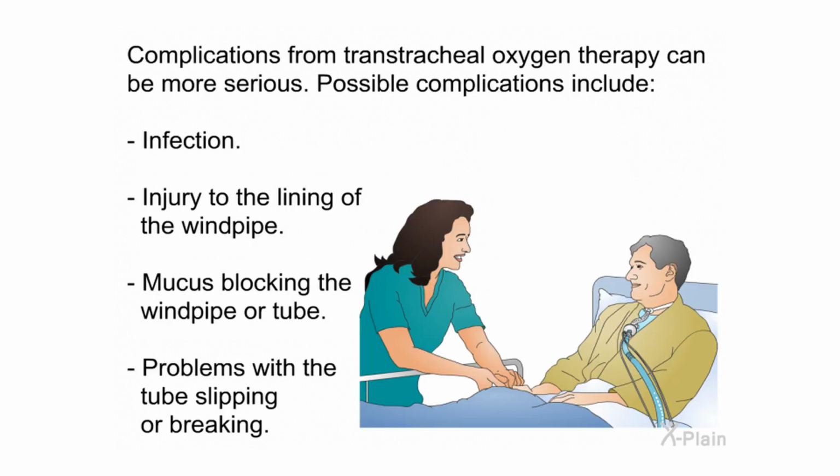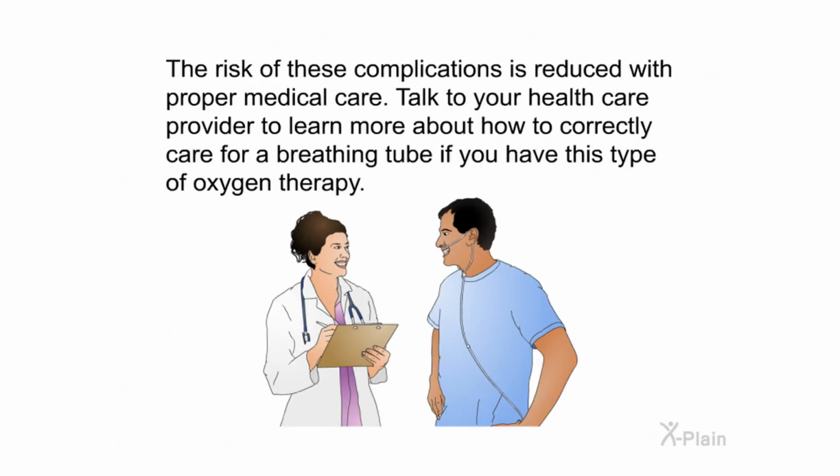Complications from transtracheal oxygen therapy can be more serious. Possible complications include infection, injury to the lining of the windpipe, mucus blocking the windpipe or tube, and problems with the tube slipping or breaking. The risk of these complications is reduced with proper medical care.